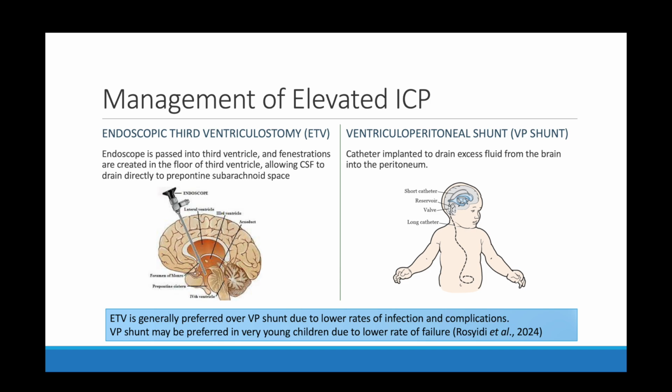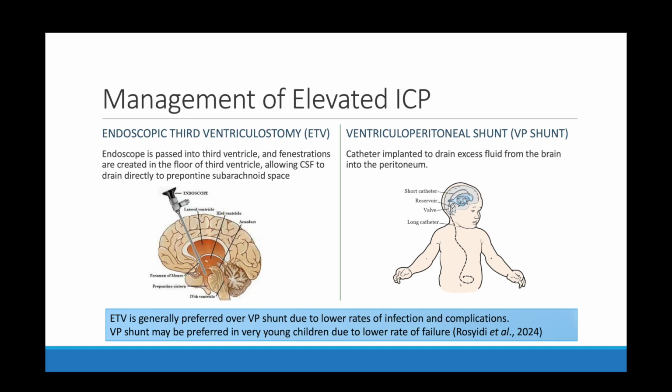The other technique is known as an endoscopic third ventriculostomy, where an endoscope is actually passed into the third ventricle, and these fenestrations are created in the floor of the third ventricle, allowing the CSF to drain directly to the prepontine subarachnoid space. So instead of needing the CSF to go into the fourth ventricle and then drain, if we have a blockage in the fourth ventricle from tumor, we instead create fenestrations in the third ventricle and allow the CSF to directly enter the subarachnoid space from there.